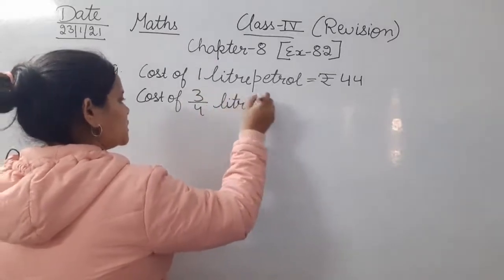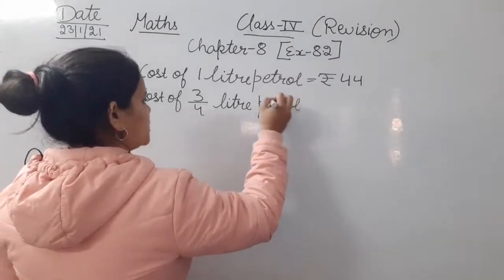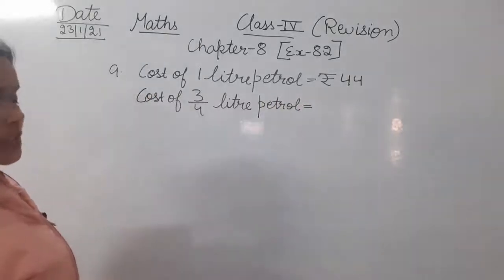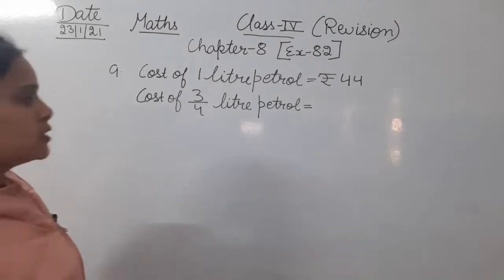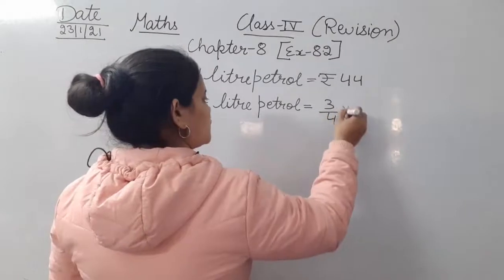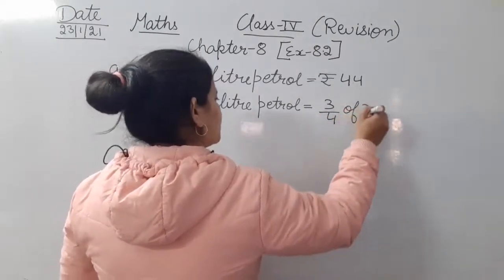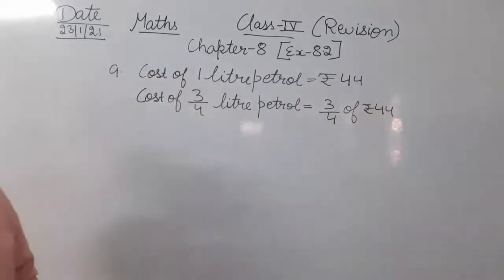3/4 liter petrol. Okay, so we have to find the cost of 3/4 liter of petrol. The cost of 1 liter is given, and we have to find the cost of 3/4 of rupees 44. So we have to find 3/4 of rupees 44.